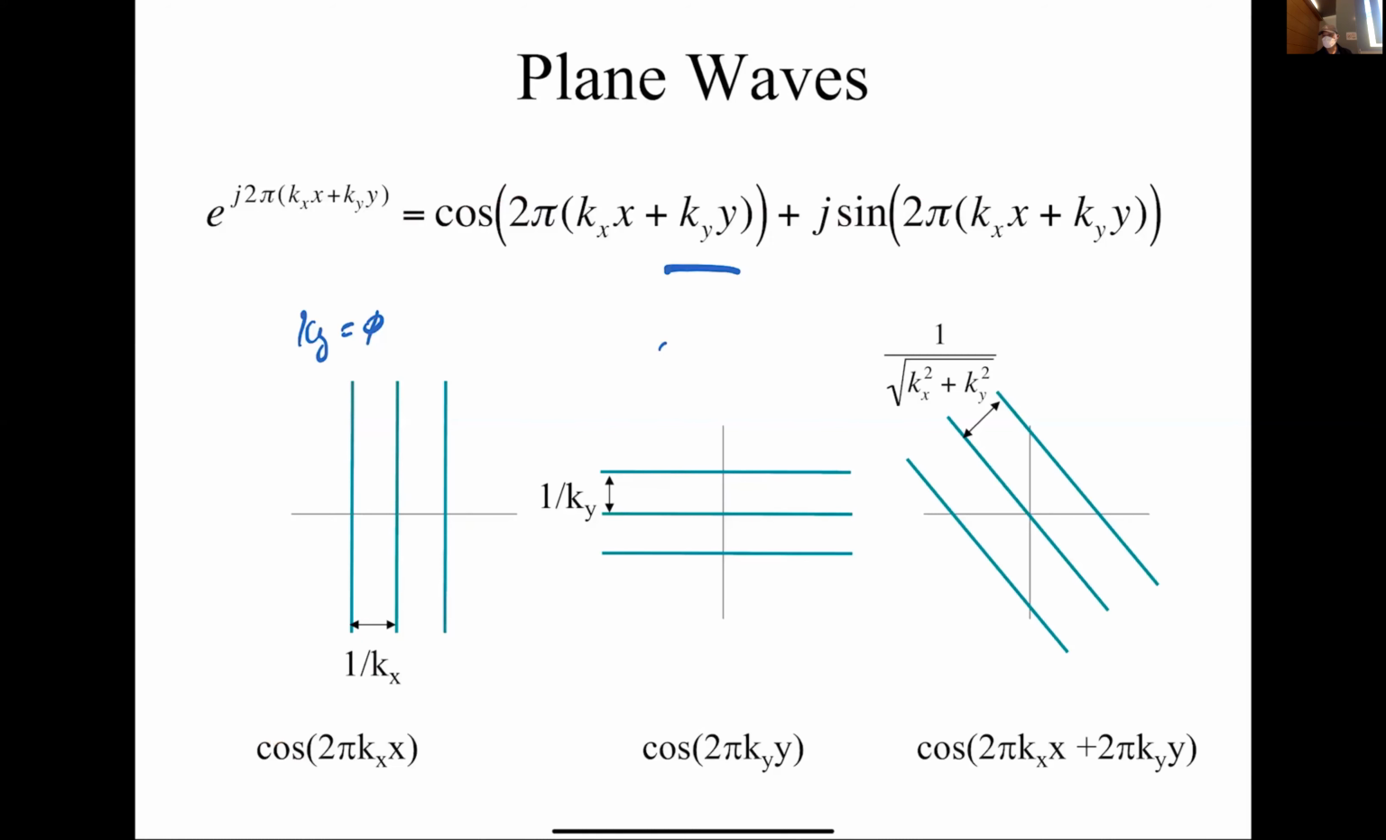Similarly, if I made kx equals 0, now I only have stuff that depends on y. So I should have no variation in the x direction. All the variation has to be in the y direction. But I can always have both kx and ky, which just means that it's got to vary in both the x direction and the y direction. So in general, I'm going to need all sorts of these patterns. I'm going to construct my image out of different patterns at different spatial frequencies and different orientations.